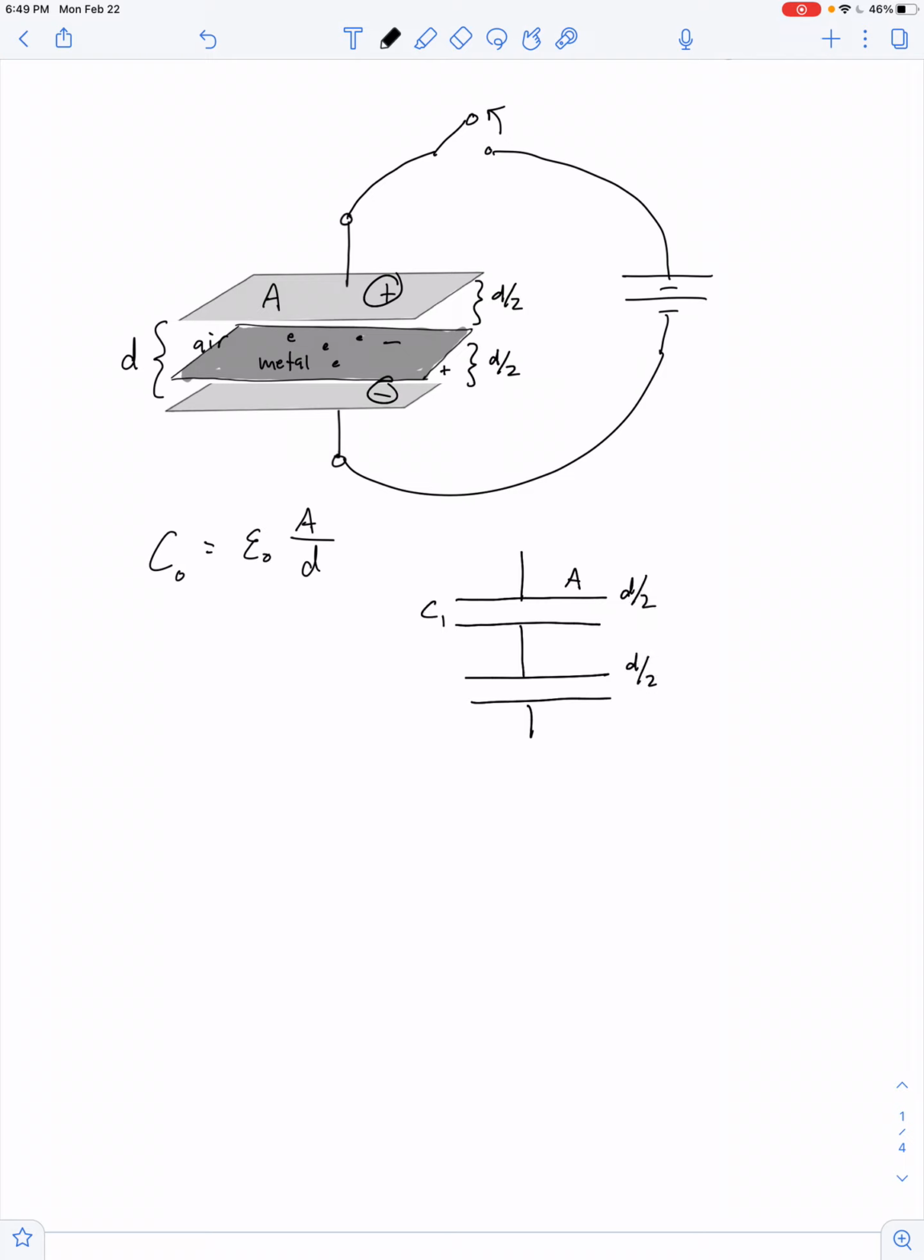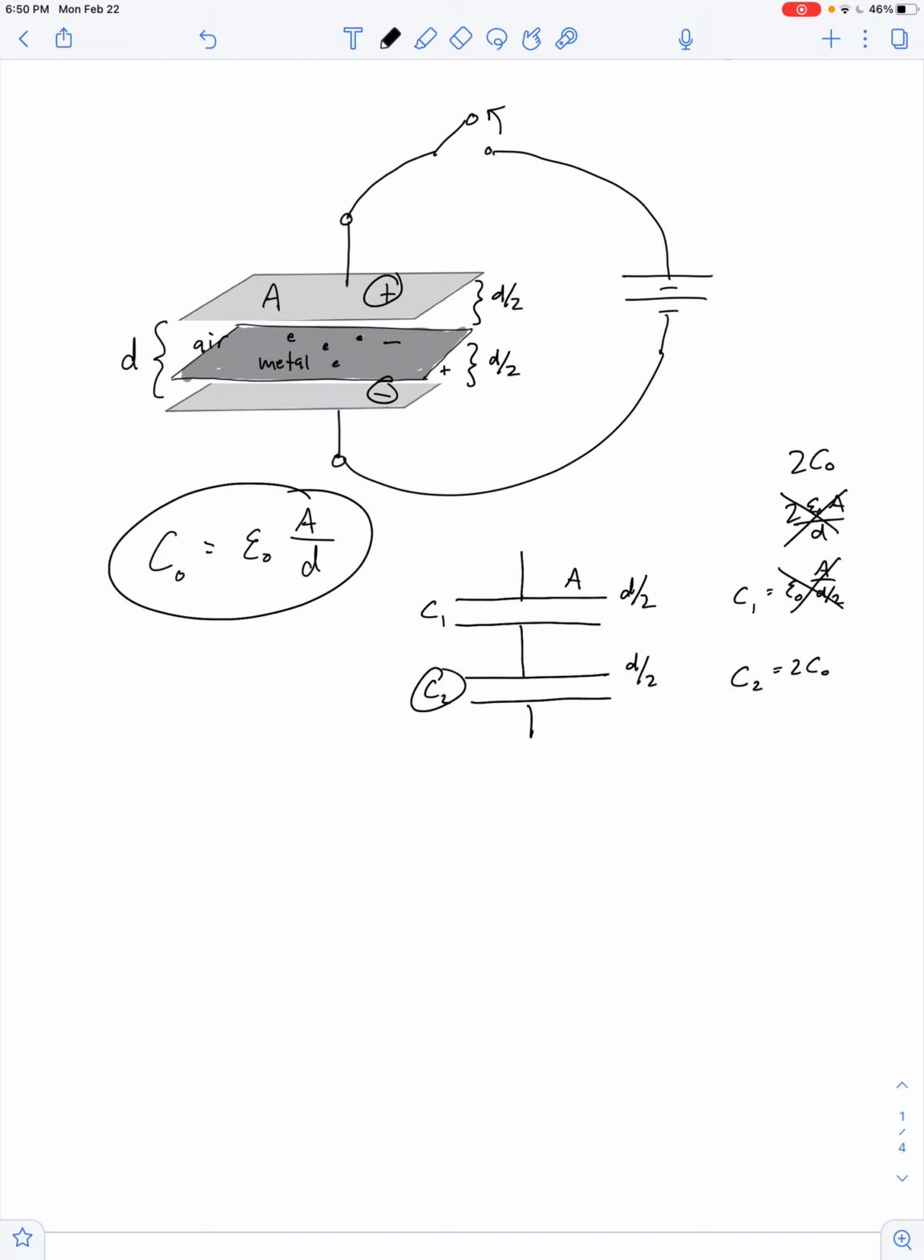So we might call the top one C1 and the bottom one C2. Well, the capacitance for C1 is epsilon naught times A over D over 2, or in other words, 2 times epsilon naught A over D, or in other words, 2 times C naught. And the same thing for capacitor number 2. Its capacitance is also 2 times C naught.